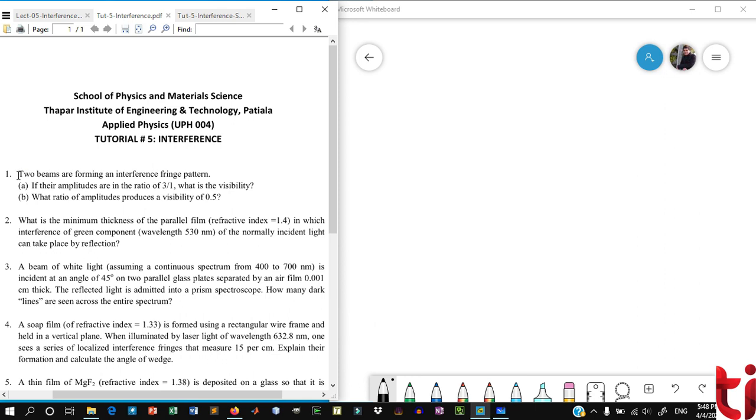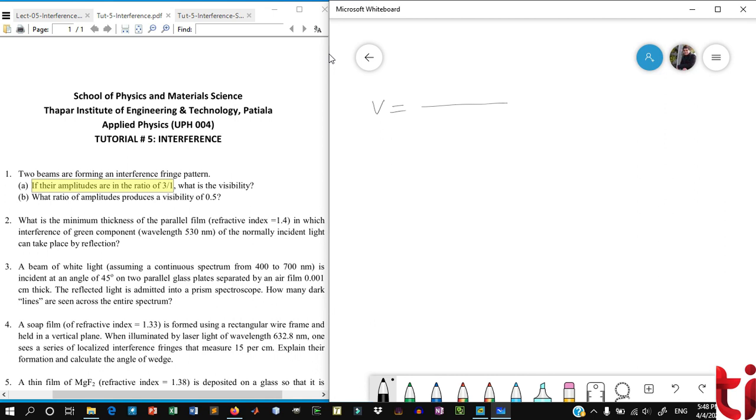The first problem says two beams are forming an interference fringe pattern. If their amplitudes are in the ratio of 3:1, what is the visibility? So to solve this problem, we have to use one simple formula, though we have not derived this simple formula in the class, but here it is. And that visibility is defined by 2a1 a2 divided by a1 squared plus a2 squared.